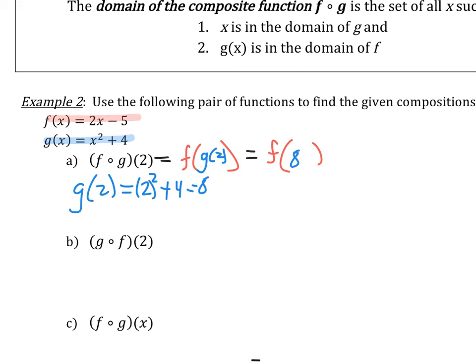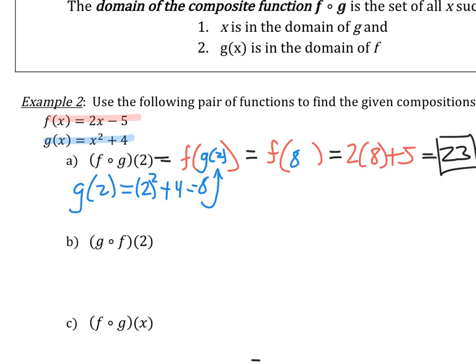So now we can replace this g of 2 with 8, and we see that f of g of 2 is just f of 8, which is 2 times 8 plus 5, according to our definition here. And that is 16 plus 5, which is 23. Okay, see how that works?